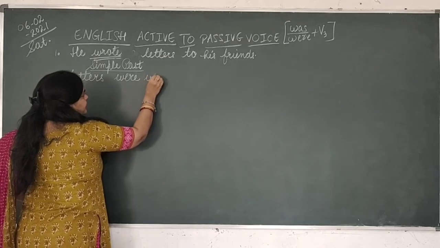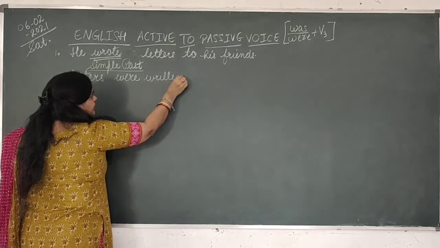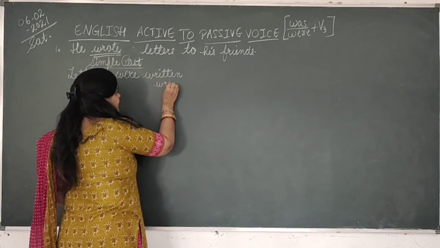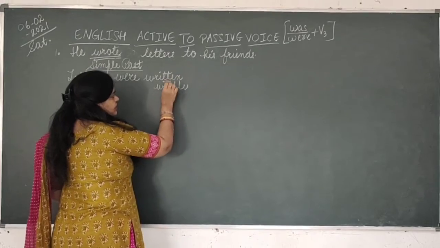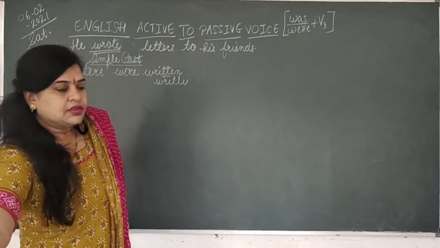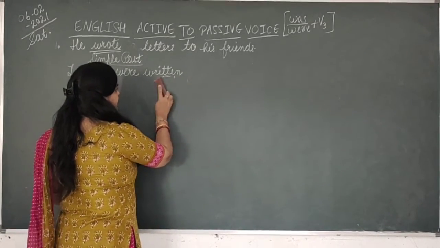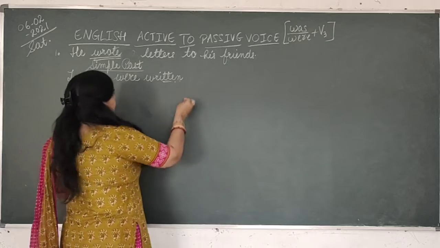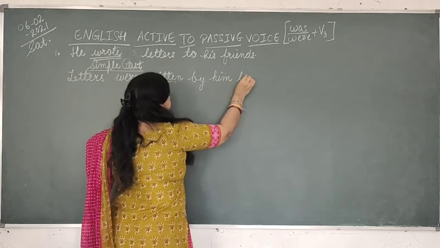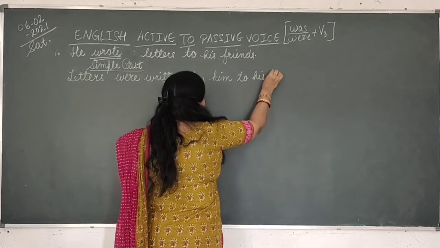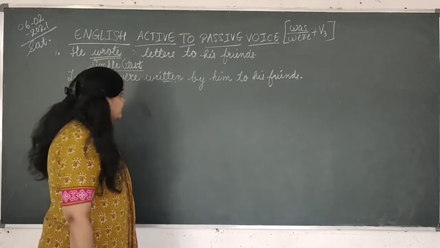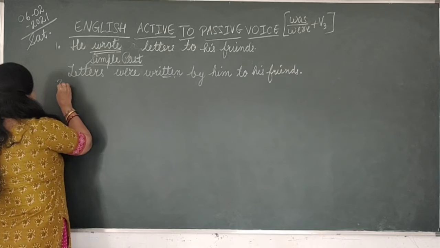was very good. Written. We can double T, but writing single T. Many of you are committing the mistake that writing double T you are writing, because there is double T in written. Any one of you please pass me my lesson. Written by him. To his friends. To his friends. Very good. Is it clear? Let me give you some more sentences so that you can do a lot of practice.